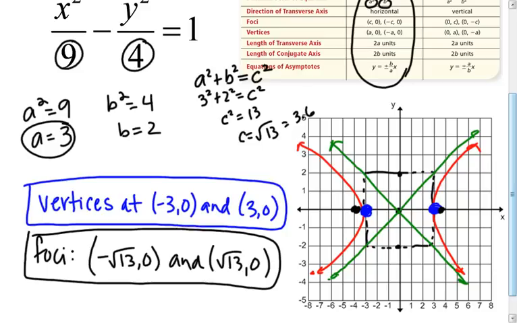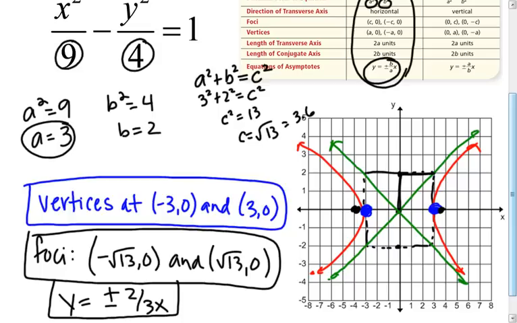Okay, and then the asymptotes, which you can get right here. We already know that B is 2 and A is 3. So your asymptotes will be y equals positive or negative 2/3 x. And you can kind of see that because your rise over your run is 2 over 3. Makes sense. All right, so there's that one.